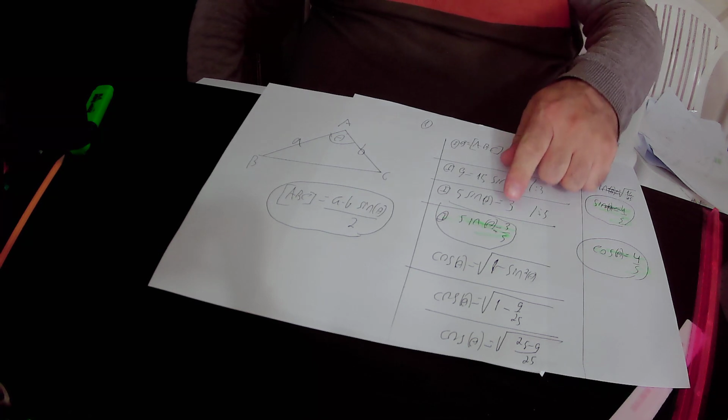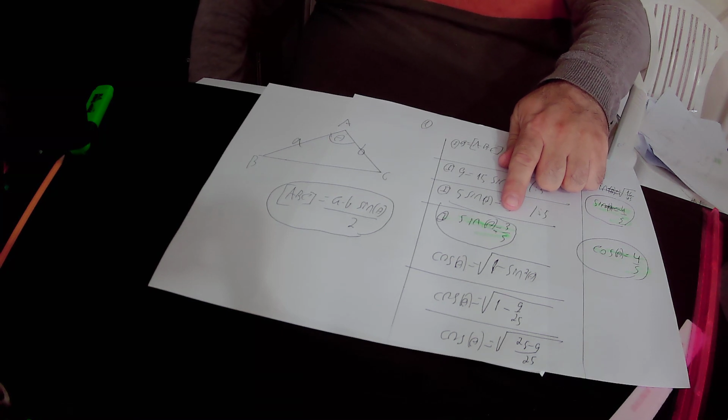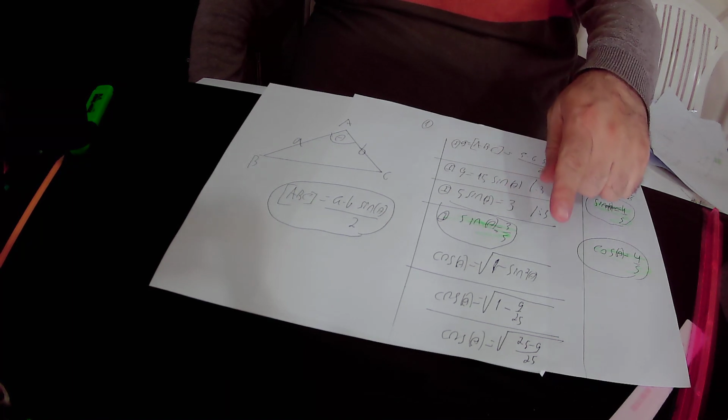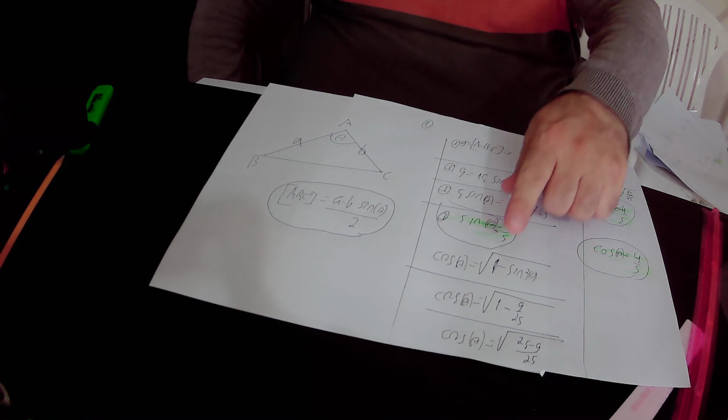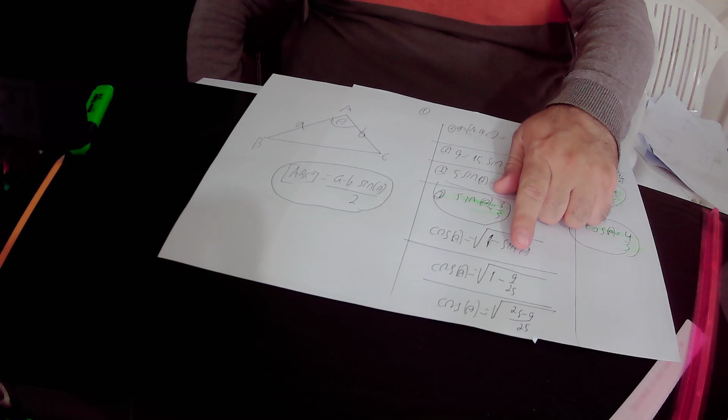And here we know that sine theta equals 3/5. If sine theta equals 3/5, it means that sine squared theta will be equal to 3/5 squared, that is to say, 3 squared, that is 9, over 5 squared, that is 25. So in conclusion, we found out that cosine theta equals the square root of 1 minus 9 over 25.